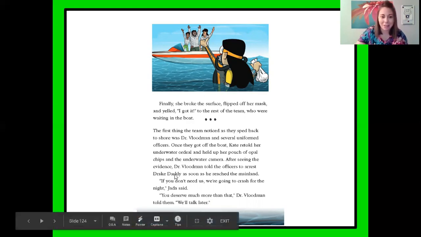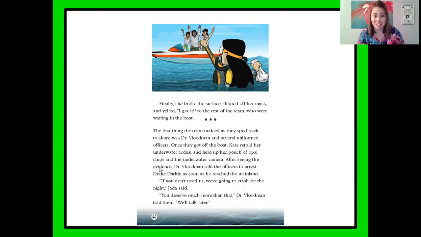And again, we had that vocabulary word, evidence. So after seeing the evidence, okay, because let's see, Kate had collected those pictures and those opals, so she was proving that Drake Darkly was guilty.